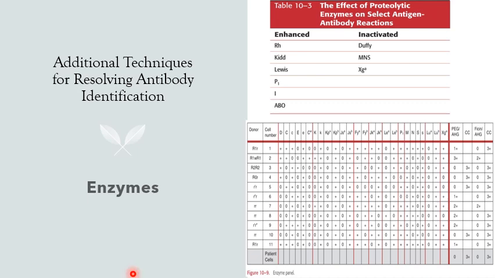In table 10.3, proteolytic enzymes will enhance the Rh, Kidd, Lewis, Ii, and ABO antigens, and they will inactivate Duffy, MNS, and XGA. So this is an example of enzyme panel. So as you can see, AHG is added with ficin. While here is your enhancement media, PEG. Dito is your enzyme, ficin.